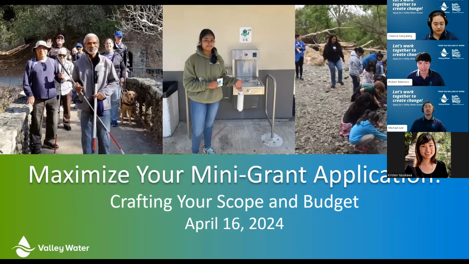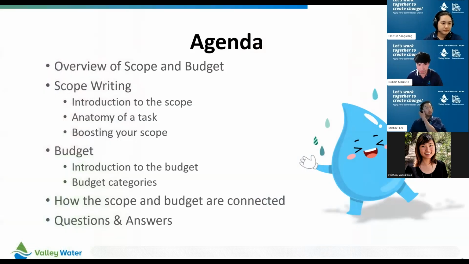In this second half of the workshop, we'll be talking about how to develop your scope and budget for your mini grant application. Next slide, please. All right, so our agenda for tonight, we will give an overview of the scope and budget and then dive into the components of the scope.